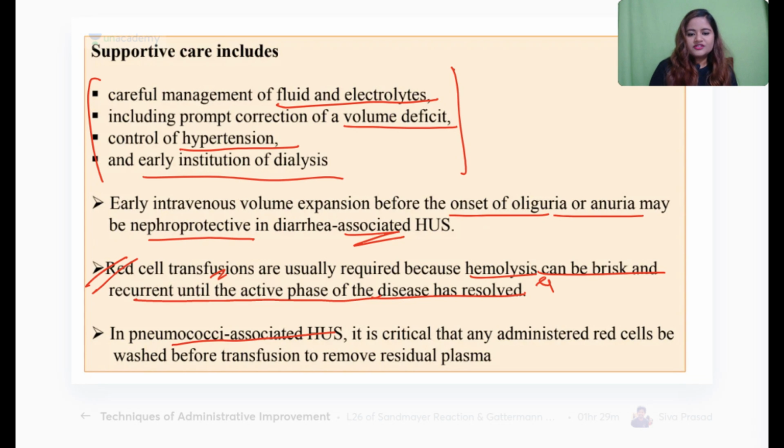In pneumococcal type of HUS, it is critical that any administered RBC be washed before the transfusion to remove the residual plasma. So अगर आप pneumococcal या किसी भी atypical में PRBC transfuse करते हैं, so जो autoimmune reaction था वो और aggravate हो सकता है. So you should only transfuse these kind of unwashed cells in the typical type of HUS, even if the anemia is very very profound and the hemolysis is very very profound.